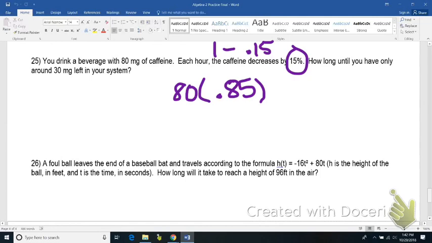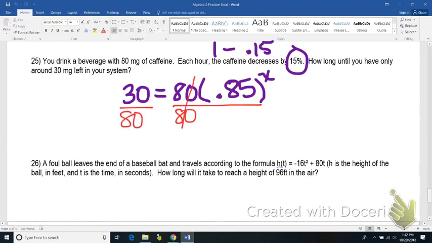It says how long, so we don't know the exponent. How long will it take until you only have 30 milligrams left? So the 30 is what goes out front, and we leave x as our exponent. You identify maybe an X, like you normally do. We are going to eventually, but we've got to do one thing first. We've got to get rid of that 80. So if they've multiplied by 80, what do we do? We're going to divide both sides by 80.